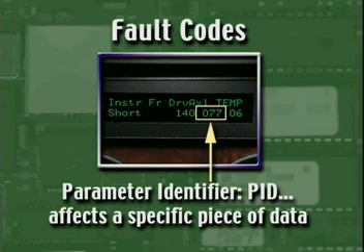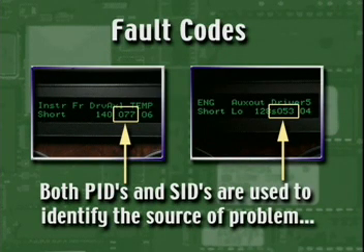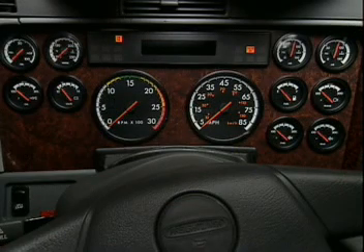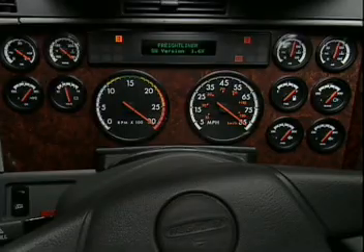There is also either a parameter identifier, or PID, which is displayed if the problem affects a specific piece of data, or a subsystem identifier, or SID, if the problem affects a subsystem. Both are used to identify the source of a problem. Finally, there is a failure mode identifier, or FMI, which identifies what's gone wrong. Depending on which ICU is installed, fault codes will appear differently.